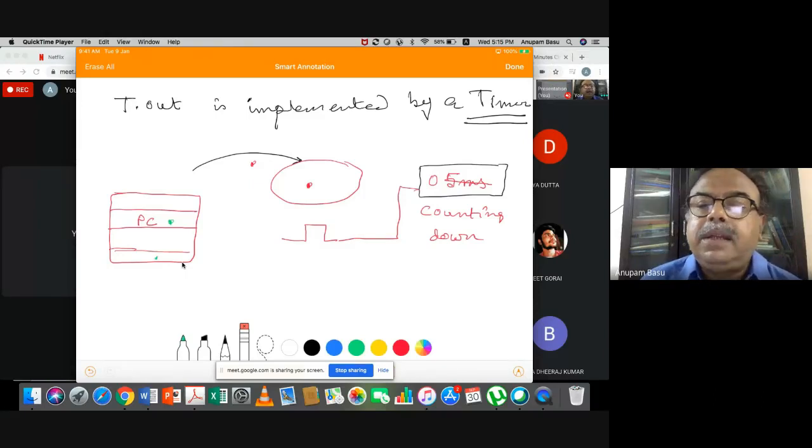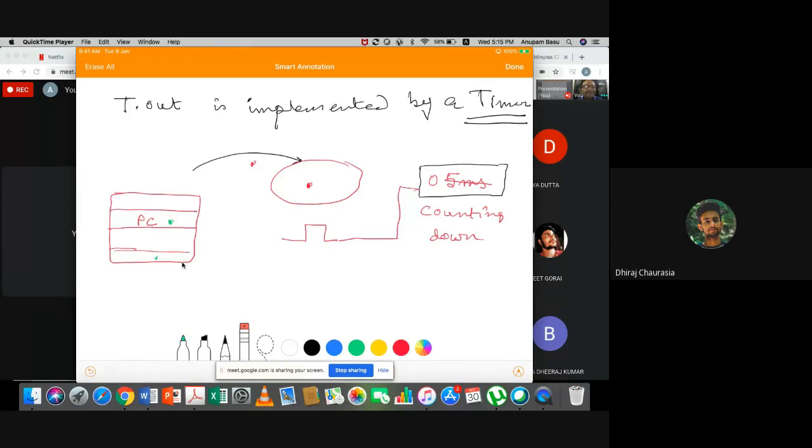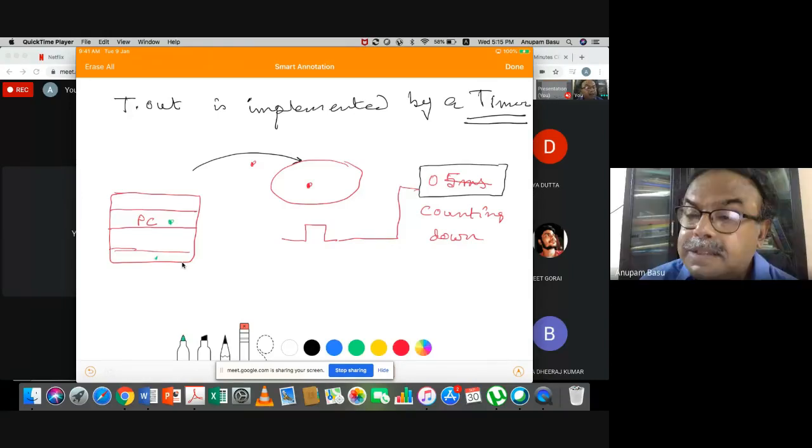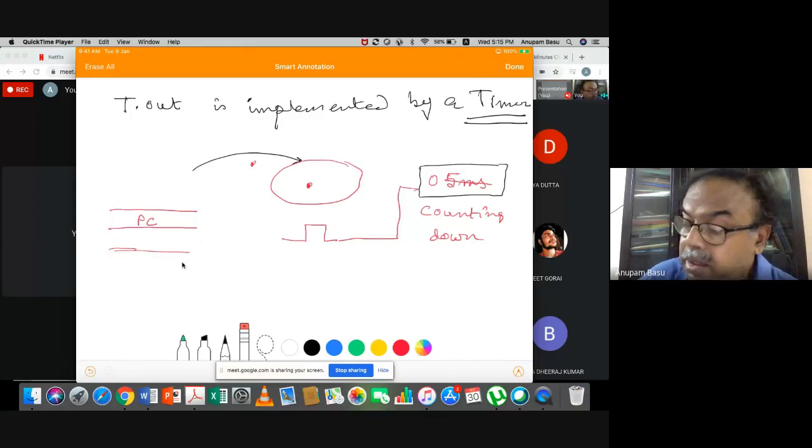How can the OS make the blue run? Sir, by setting the program counter to blue's starting address. Absolutely. So the program counter will now be loaded with the value of blue.